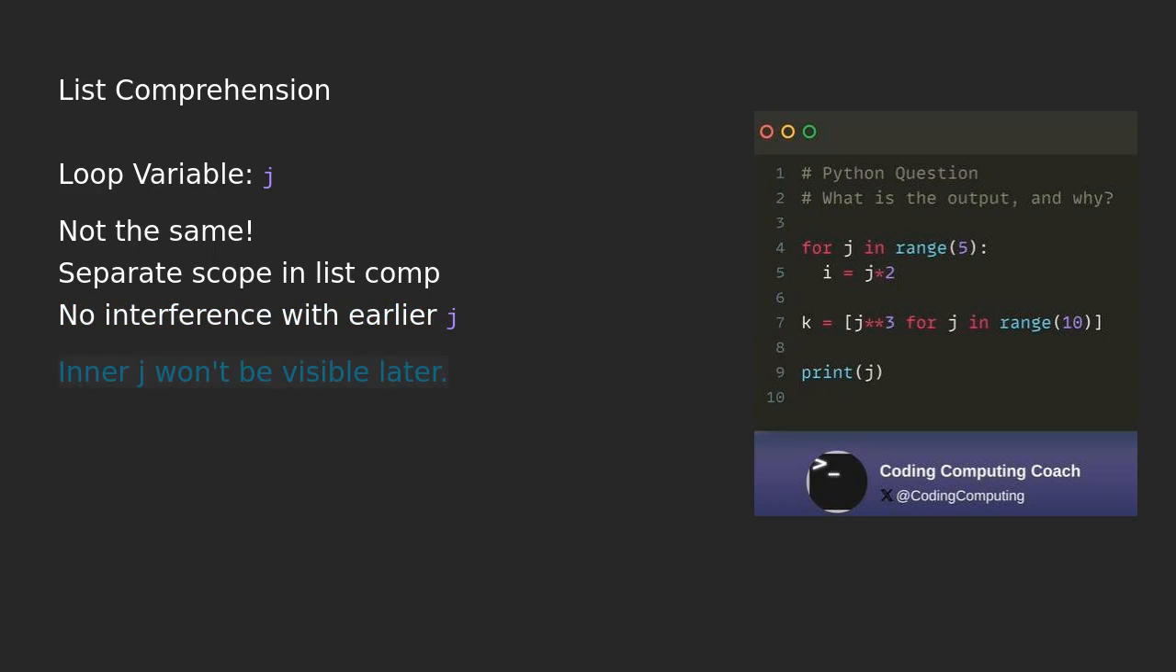This means that the inner j will exist only for the list comprehension. It won't be accessible outside of the comprehension. Thus it loops through range 10 and then disappears.